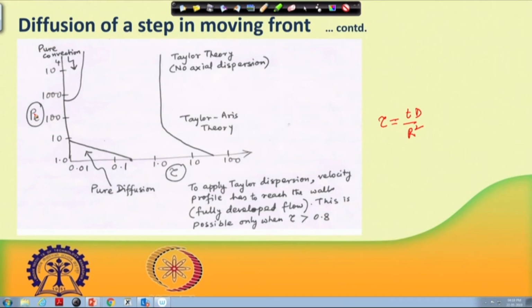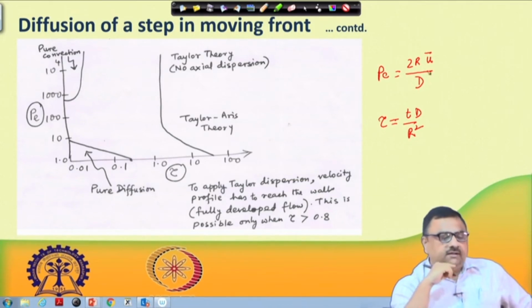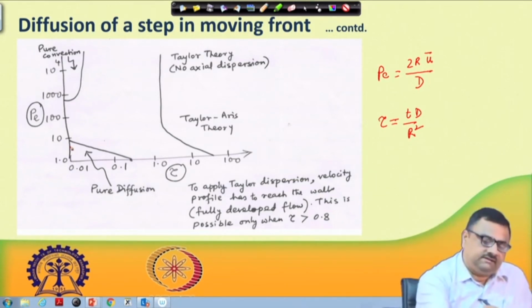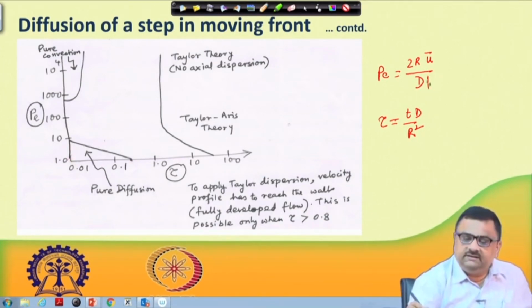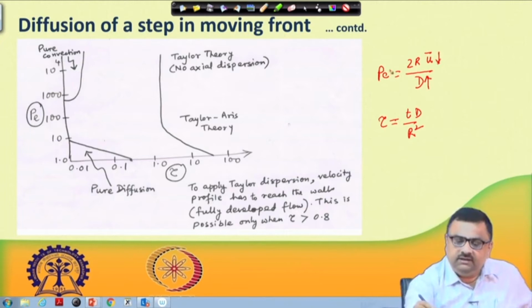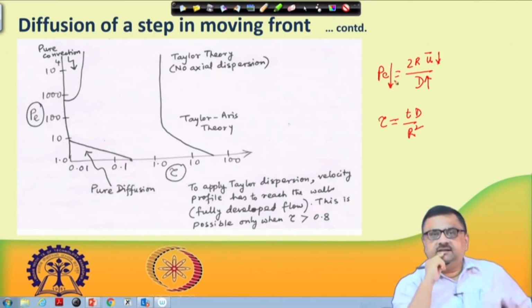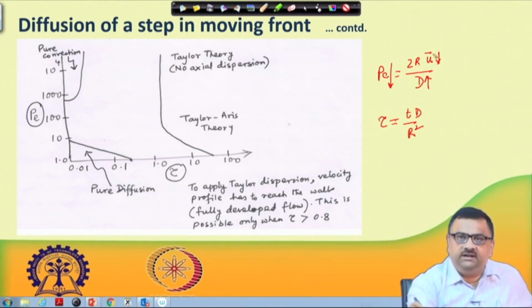So, you can see here the Peclet number we defined was 2r u bar divided by d. When the Peclet number is small, it means d is large and u is small. Naturally, one can say that the convection will not be dominating, the diffusion will be dominating.